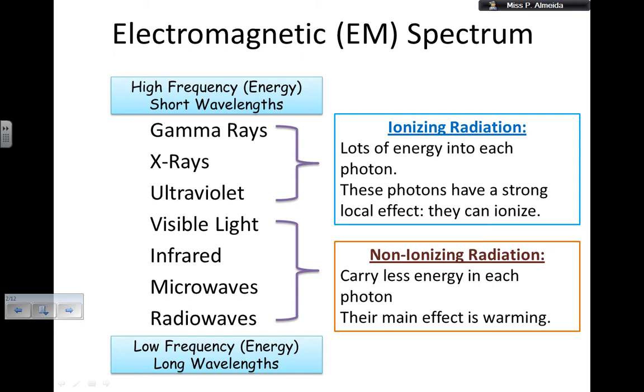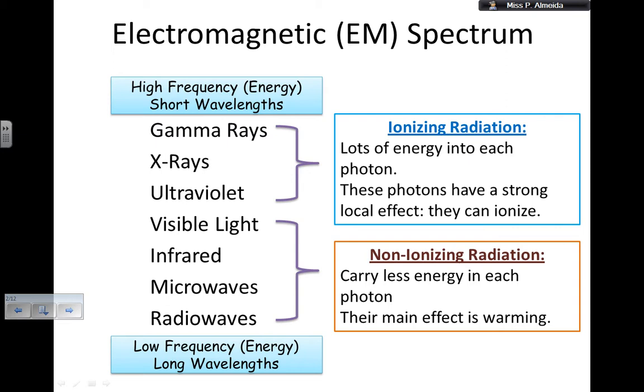Now, the lower part, the part that is from visible light downwards, so the ones as you increase the wavelength and decrease the frequency, those are known as non-ionizing radiation. They carry less energy in each photon, and their main effect is warming, and you already have a video, two videos really, about that.